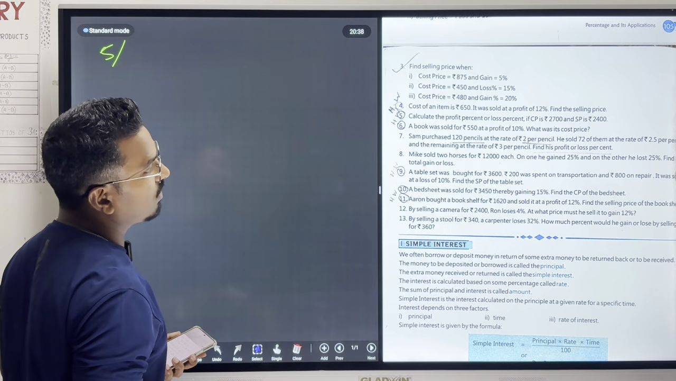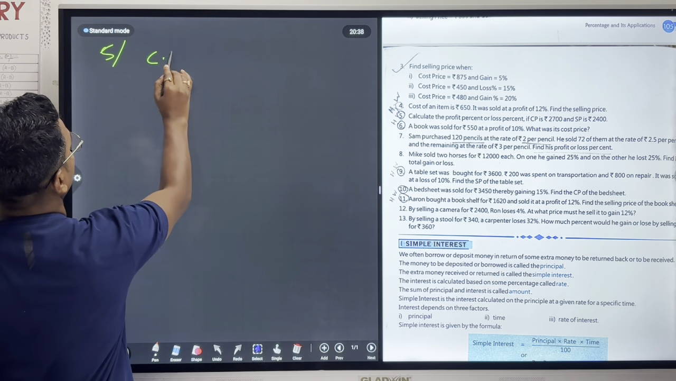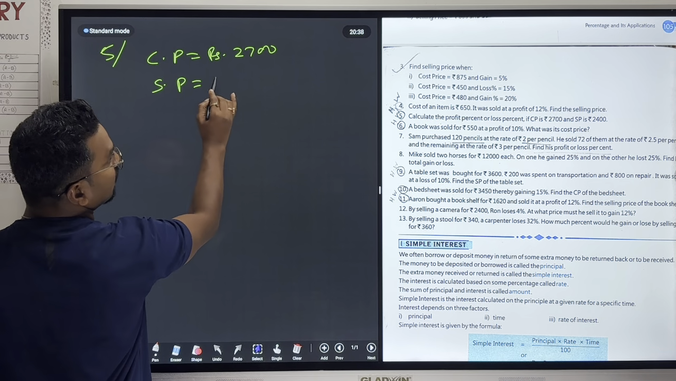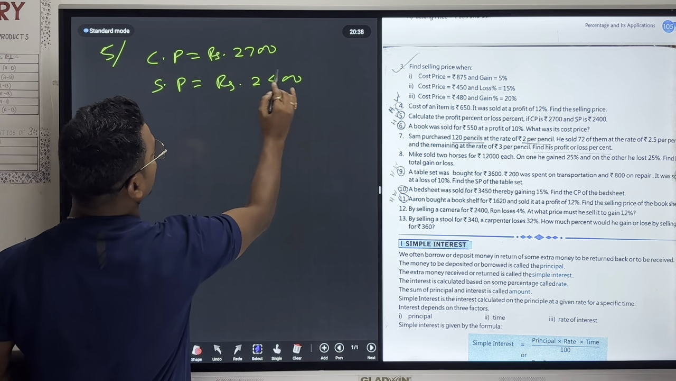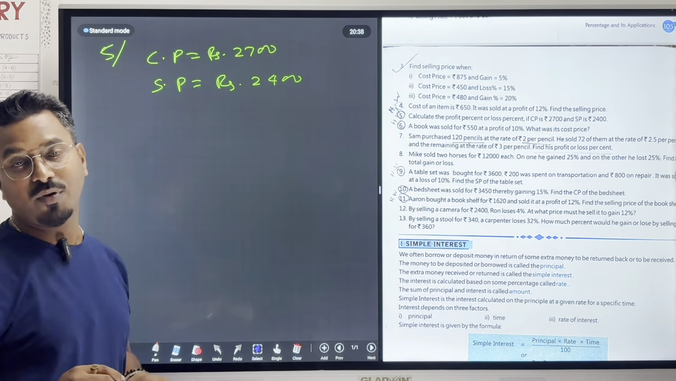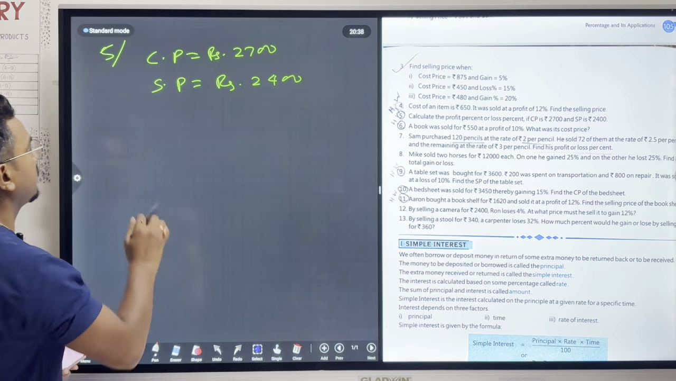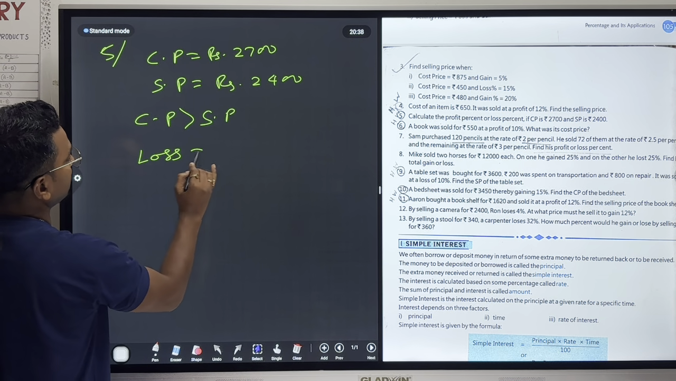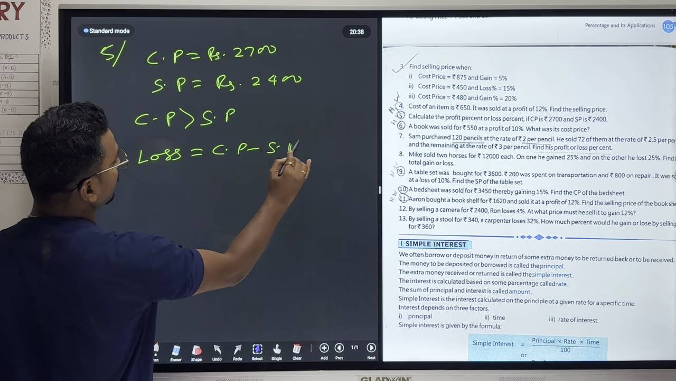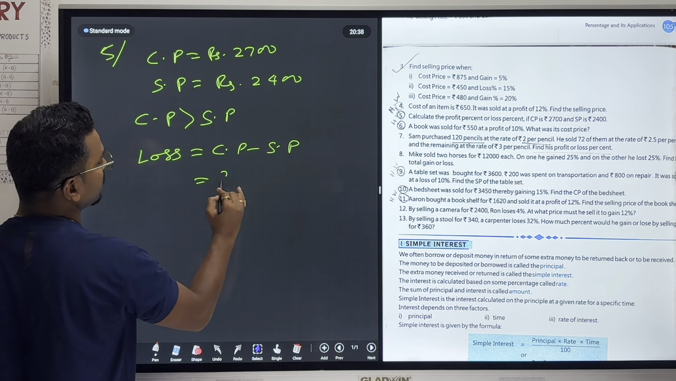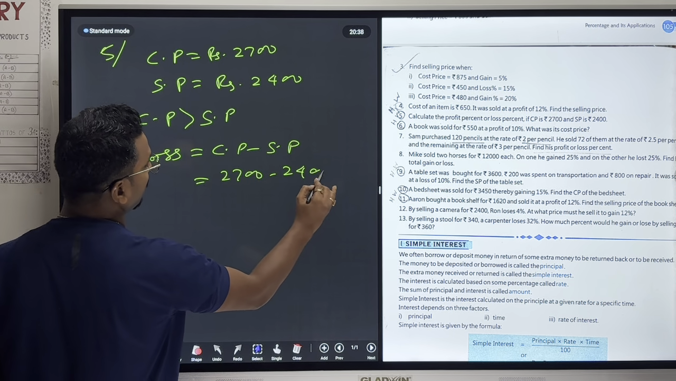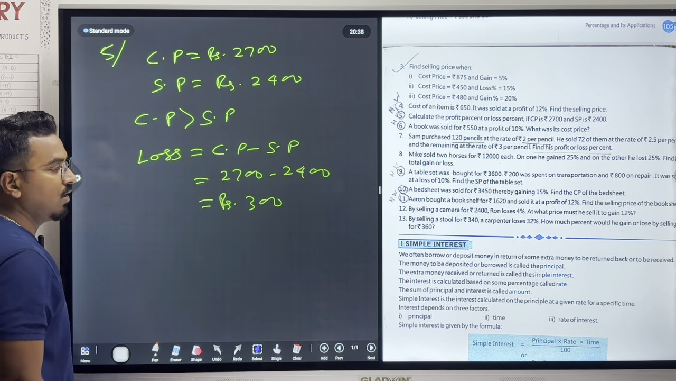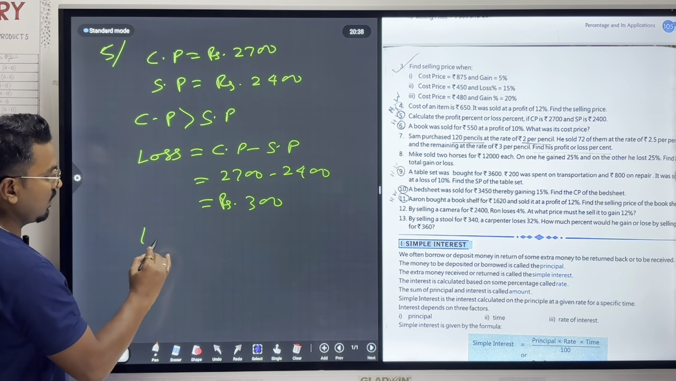Calculate the profit percent or the loss percent if CP is given rupees 2700 and selling price is given rupees 2400. So cost price is greater than the selling price, so there will be a loss. So what is the loss? CP minus SP. CP is given rupees 2700 and this is given 2400. If you subtract, you will get rupees how much? 300 loss. Loss is 300. But you have to find the loss percent.